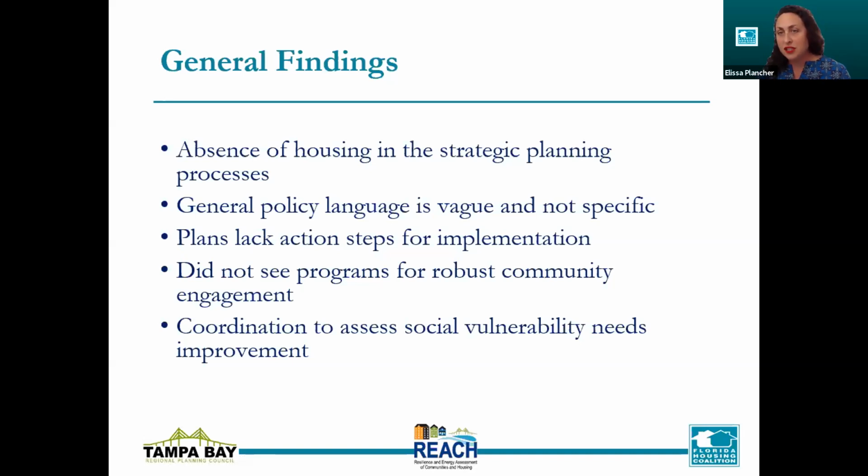Some of the general findings that we identified through this plan review were the absence of housing in the strategic planning process. Although resilient residential development is important, it could really be strengthened through policy language, because the language may be vague, not specific, and gives a lot of flexibility. Some of the plans lacked action steps for implementation, which is a really important piece. We really didn't see programs for robust community engagement, and the coordination to assess social vulnerability does need improvement. So those are some general findings.